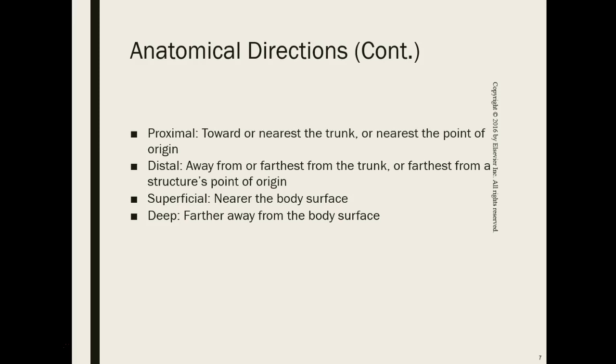And then the last two are superficial and deep. So superficial is closer to the body surface, while deep is farther away. So if we look at the arm again, the skin of the arm is going to be superficial to the muscles below it. So the skin lies on top of the muscles, closer to the body surface, whereas the bone of the arm is going to be deep to the muscles. So it sits below those muscles, farther away from the body surface.